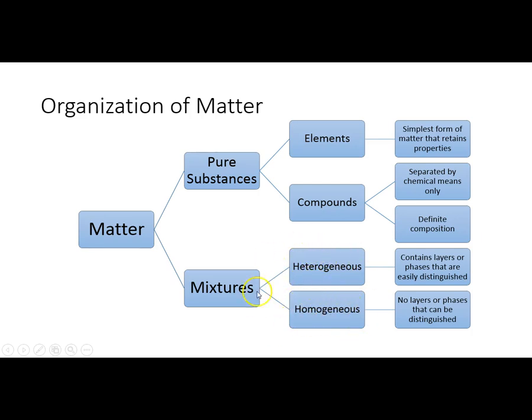You'll hear these terms a lot throughout the year, and just make sure that you can distinguish between the two. Again, hetero, different; homo, similar. So solutions would be here, our homogeneous, and our hetero would be the ones that we can distinguish between the different parts. Our compounds, characteristics, they can only be separated by chemical means, and they all have definite composition.